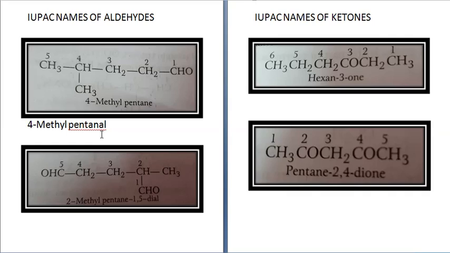If an organic compound contains 2 or more OH groups, then the common IUPAC name is alkane diol or alkane triol, etc. For example, see here, CH2OH, CHOH, CH2OH. There are 3 OH groups and the number of carbons in the parent chain is 3. So propane, first carbon, second carbon and third carbon, all 3 have OH. So it becomes propane-1,2,3-triol.